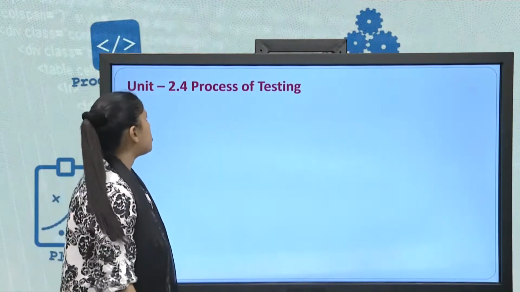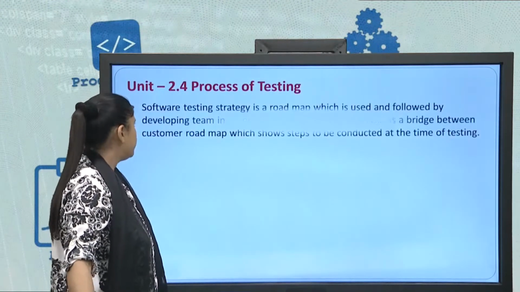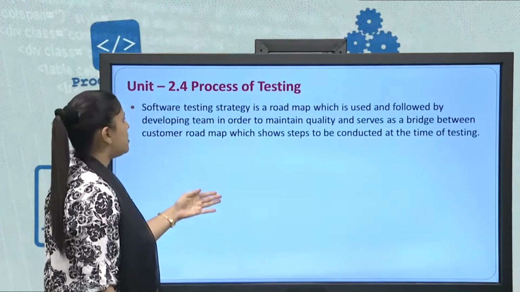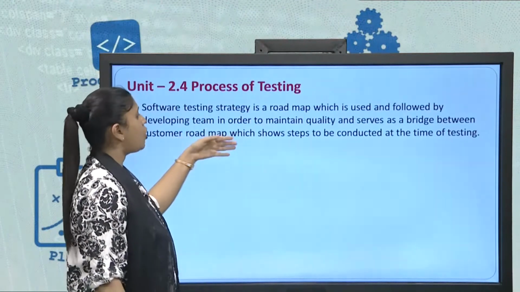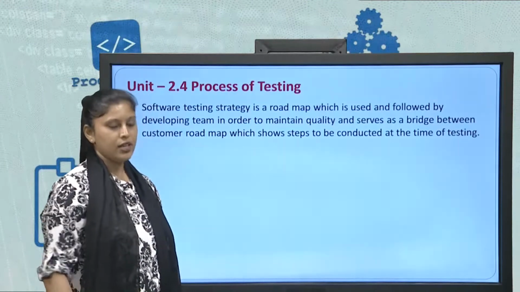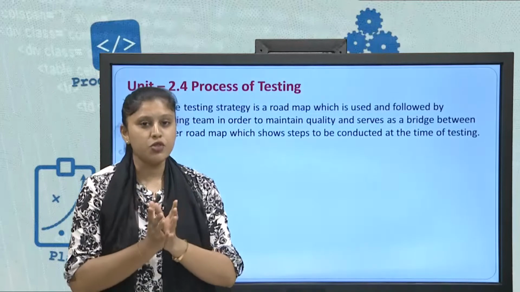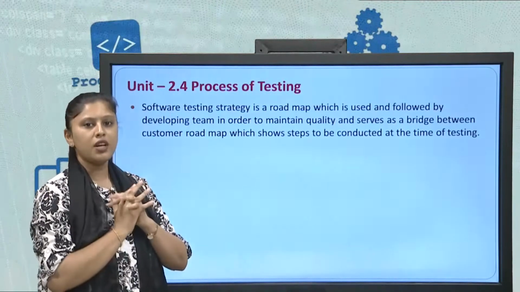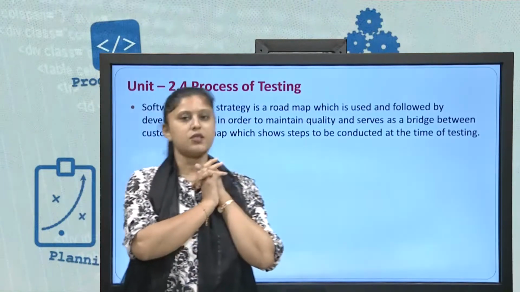Alright, the next topic is the process of testing, which is very easy. A software testing strategy is a roadmap which is used and followed by the development team in order to maintain quality. In order to construct qualitative software, a software testing strategy is always used.